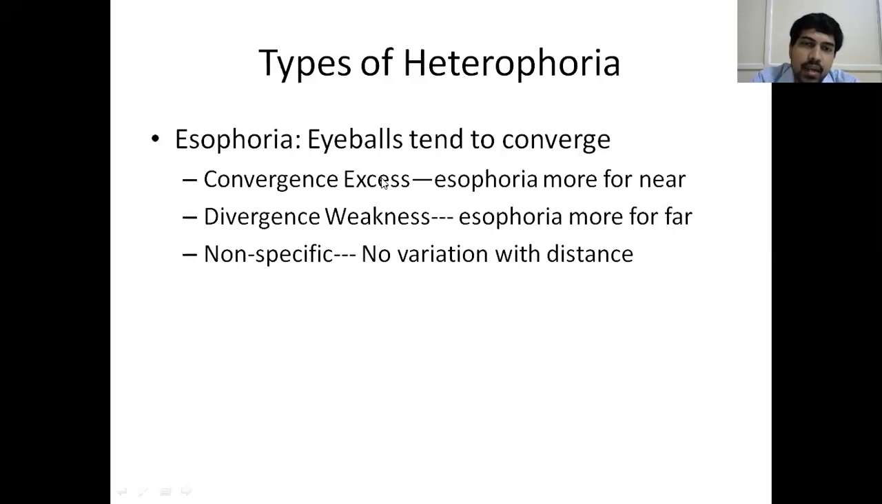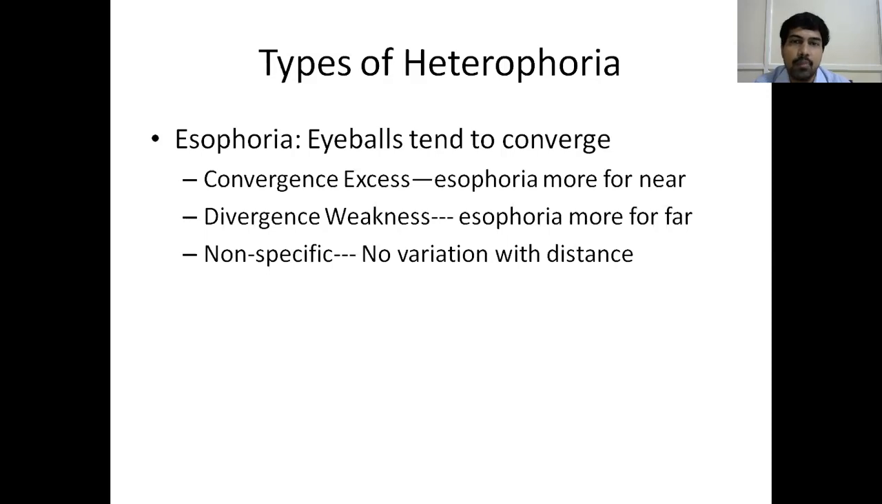That is, if the medial rectus is working more because of excessive convergence when you are doing near work, there is more convergence. Similarly, divergence weakness. Suppose the lateral rectus muscle, which causes the divergence, is weak. So when you are looking at a distance, the lateral rectus muscle doesn't work well, so there is a weakness of the divergence. When there is a weakness of this lateral rectus muscle, automatically the eyeball tends to converge inside because of the medial rectus muscle overaction. So that is known as divergence weakness.